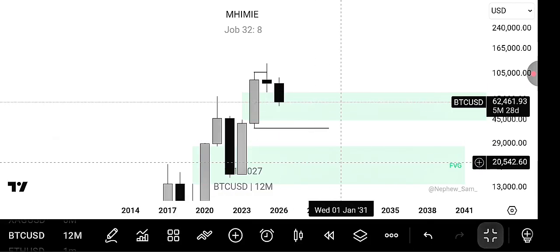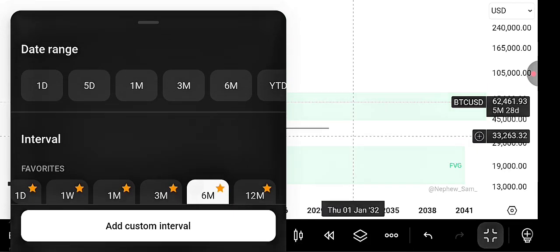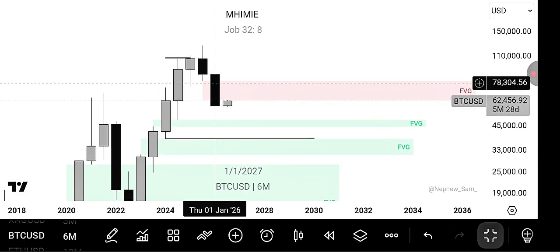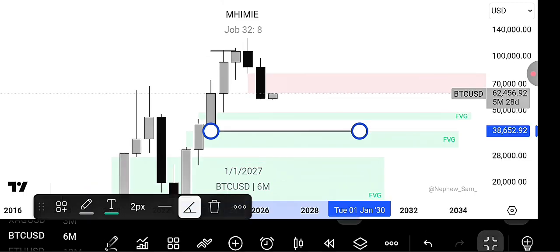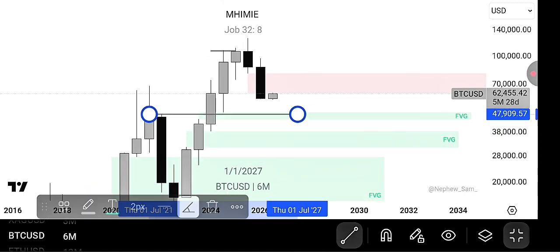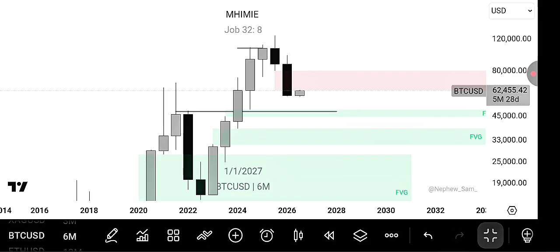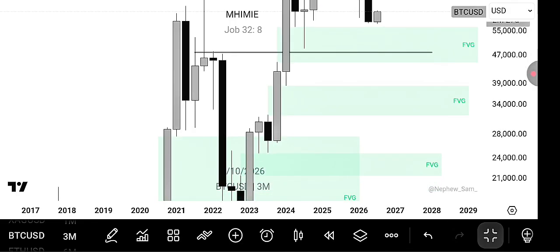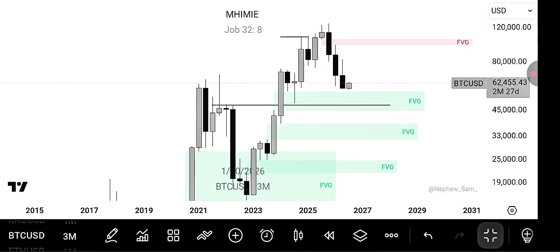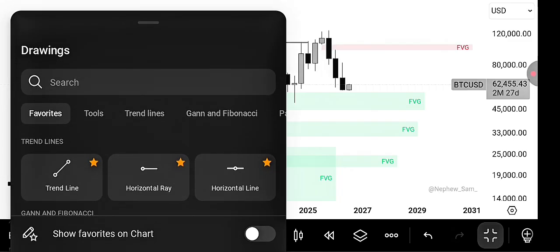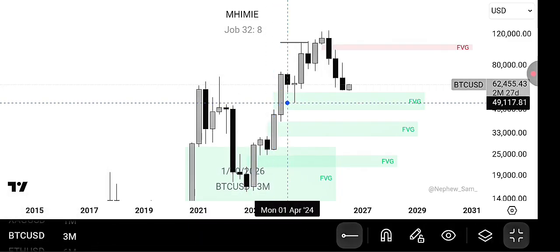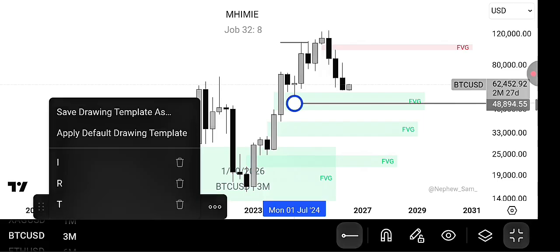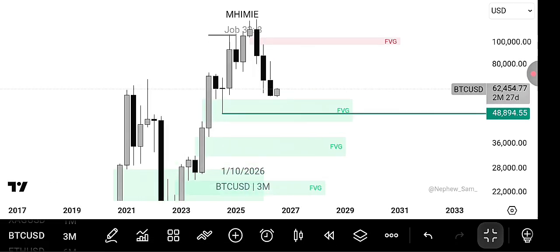So also, this is 12 months, let's go to 6 months. So eventually price closed bearish, giving us a break of structure. Price may likely come for this order block, this trading range. All right, so the 3 month time frame. This should be our target liquidity.